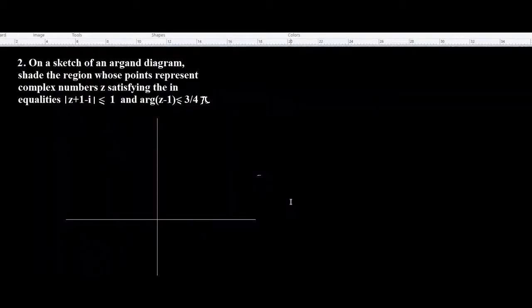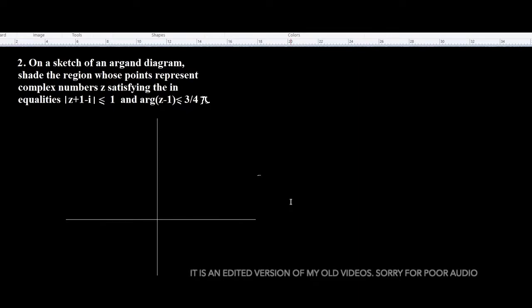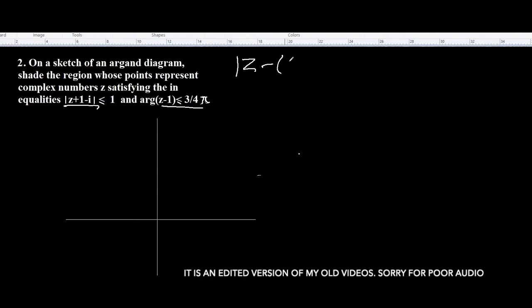In this question number 2, they are simply asking us to draw a diagram that represents these two inequalities. Okay, so let's focus on them one by one. The first one says z plus 1 minus i. Z is a random complex number. So we will change it to this format, z minus z1. And that z1 will be the second part. So if I change 1 minus i, it will become minus 1 plus i inside this bracket. And this is our z1.